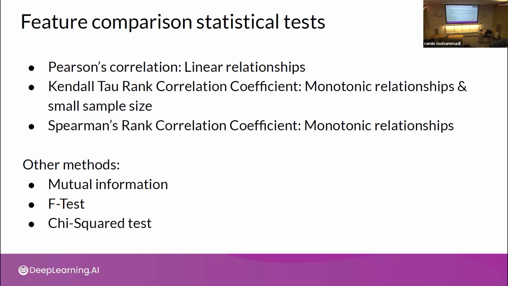For example, Pearson correlation is only good if you have a linear relationship among your features. If your features are non-linear, Pearson is not a good technique. On the other end, you have Kendall-Tau rank, which is good if you have a monotonic relationship. Anyone knows what a monotonic relationship in the data is?